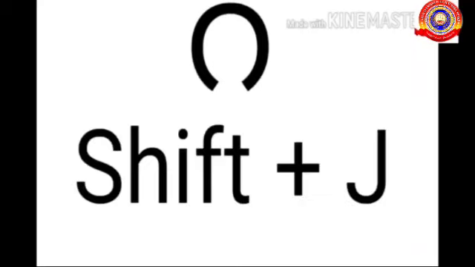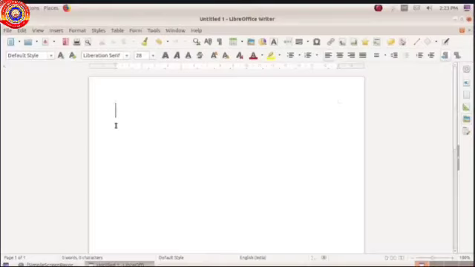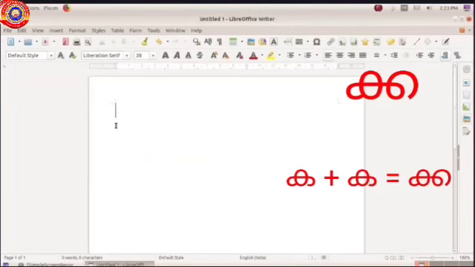Understand how to type consonants. Next, we are moving to type compound letters. See students, here I am going to type ka. We know that ka plus ka gives ikka.